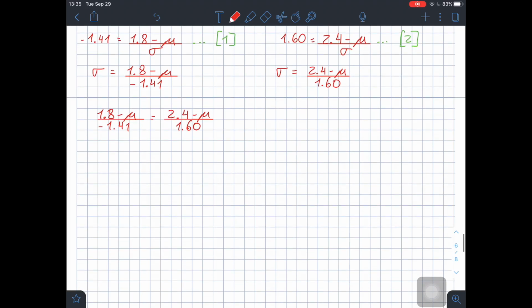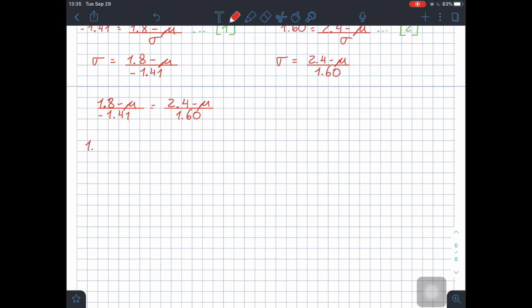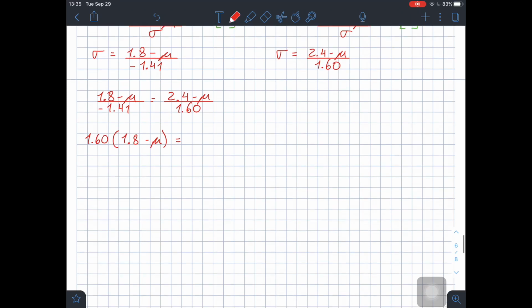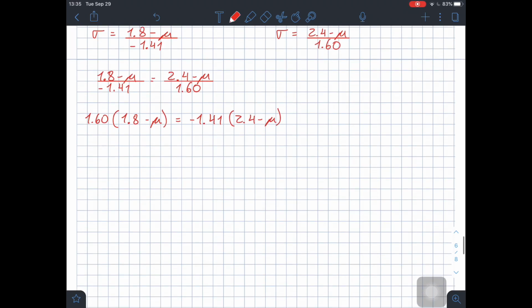So if I, for example, take this up here and take this up here, then I will avoid having a denominator. So this would be 1.60 times 1.8 minus mean. This is already algebra. This is not probability anymore. So this is negative 1.41 times 2.4 minus mean. So then we distribute these values and we get that 2.88 minus 1.6 mu is equal to negative 3.38 plus 1.41 mu.